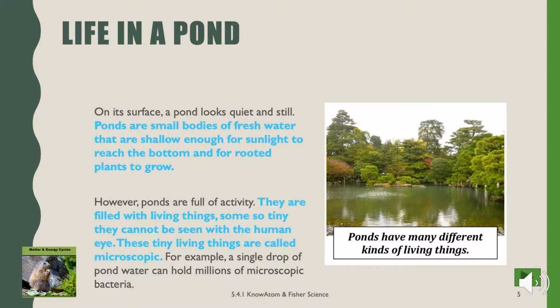So we're on page 4. It starts with life in a pond. So we have this picture here of ponds, or what a pond might look like. And we know that from the top it looks really still and quiet, but they're really bodies of fresh water that sunlight can reach so that plants can grow and animals can get energy from as well. So there's tons of living things, both microscopic, really, really tiny, and large, like a fish or a frog. So a tiny drop of pond water can hold thousands and millions of microscopic bacteria, which are all living things.